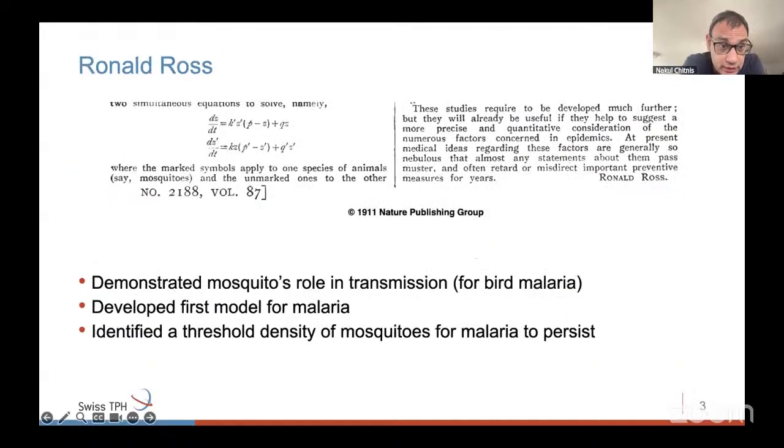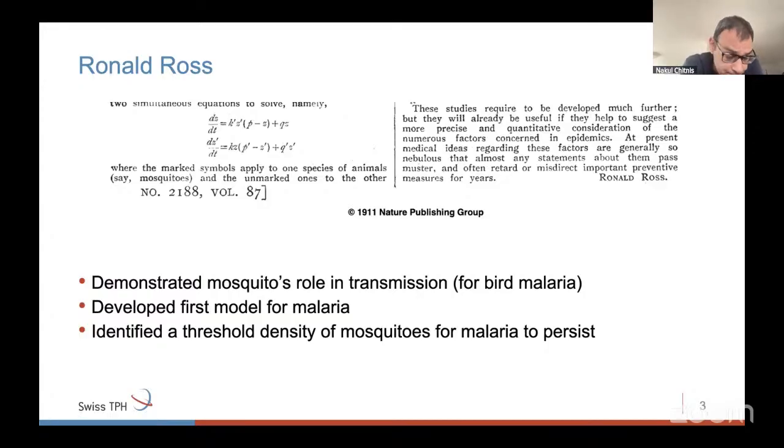And now to modeling. The first ordinary differential equation for any disease was published by Ronald Ross, first in 1910 and then in 1911. Here you can see the equations, which are still the same kinds of equations we use today when we talk about malaria models, often now called the Ross-Macdonald model.